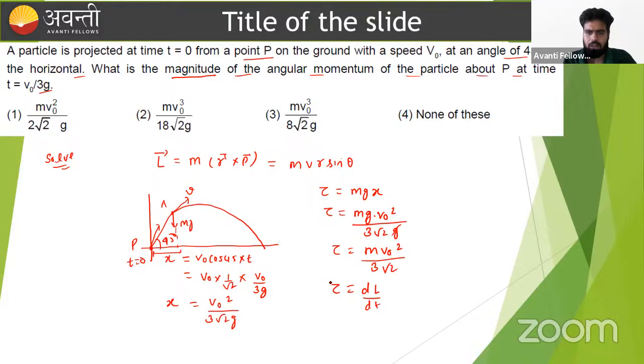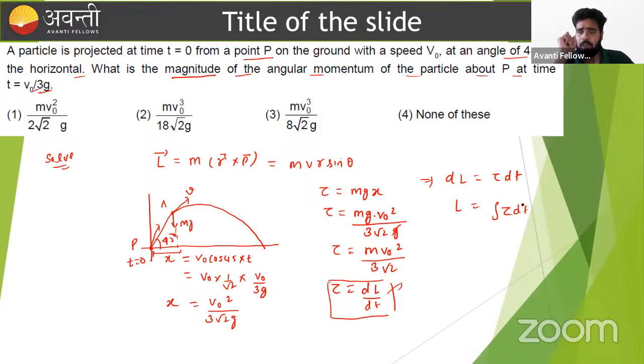Next, how is torque related to angular momentum? The net external torque can always be written as dL upon dt. What is the meaning of dL upon dt? It is the rate of change of angular momentum. Here we have to find the angular momentum at this particular time. So dL can be written as tau dt, and to calculate the angular momentum at this time, it is a simple integration of tau dt. That is the first approach.